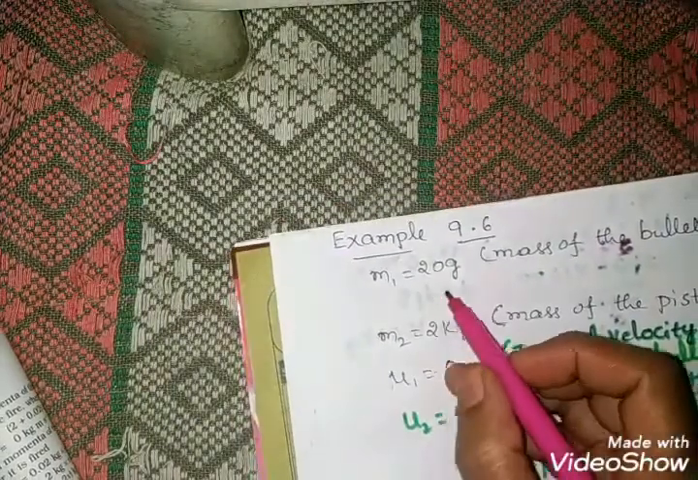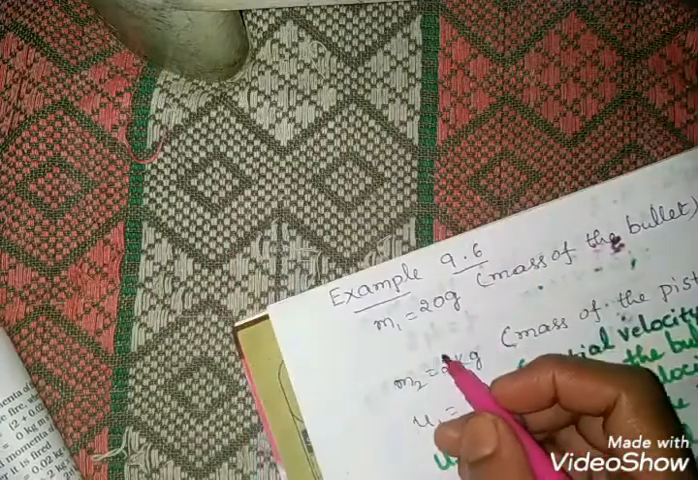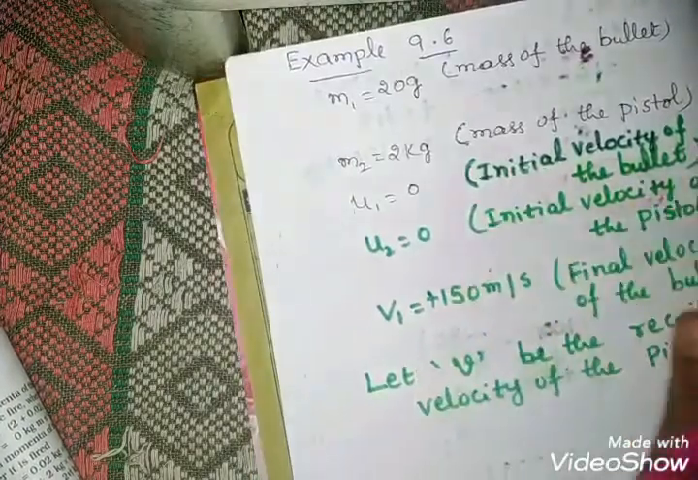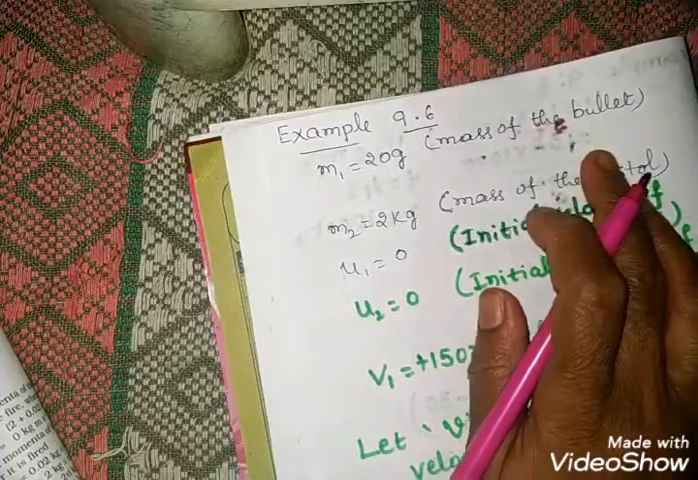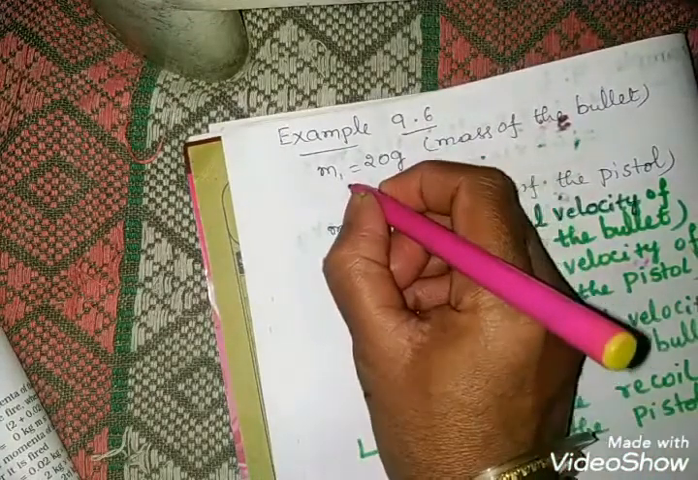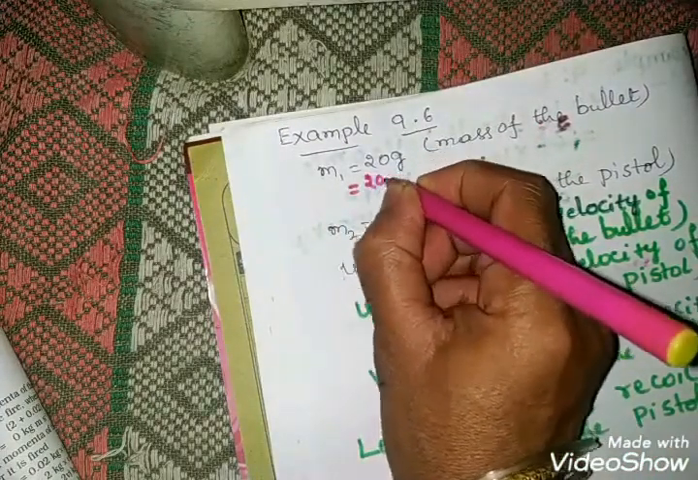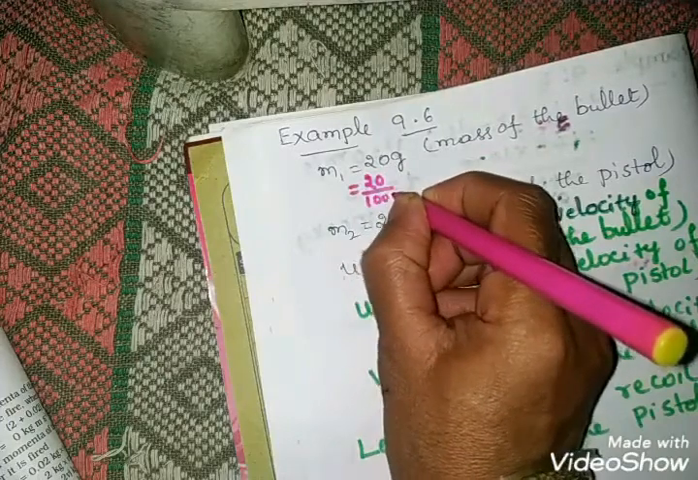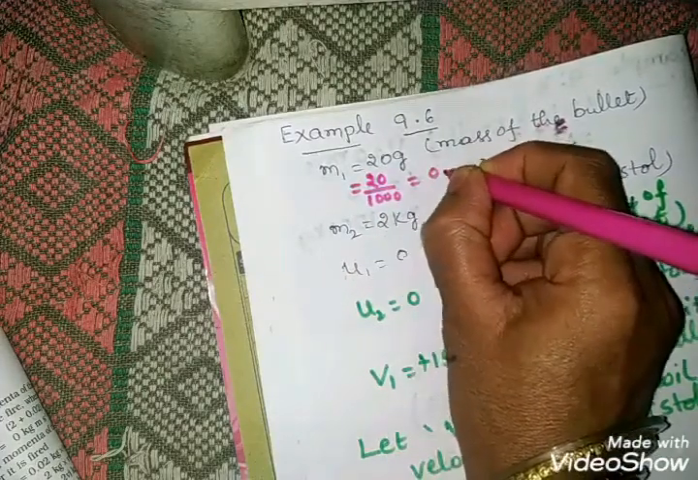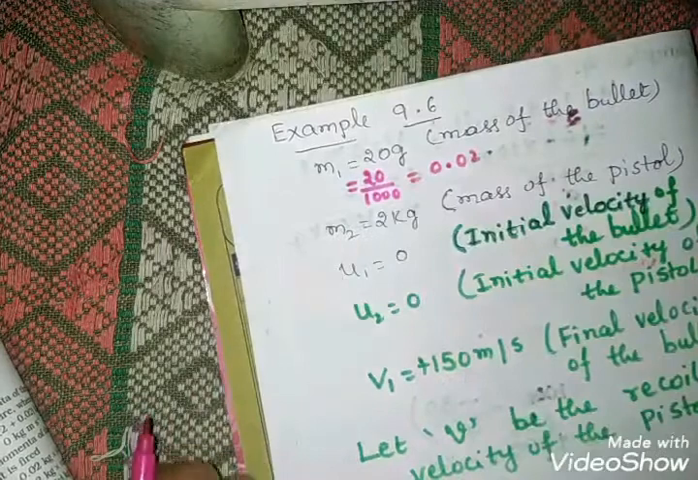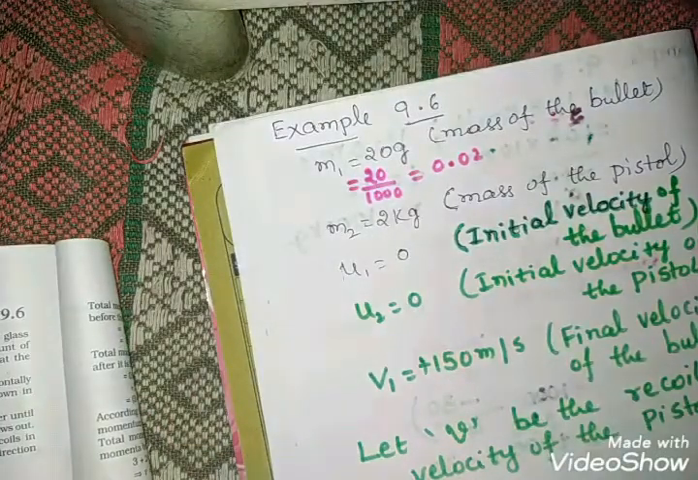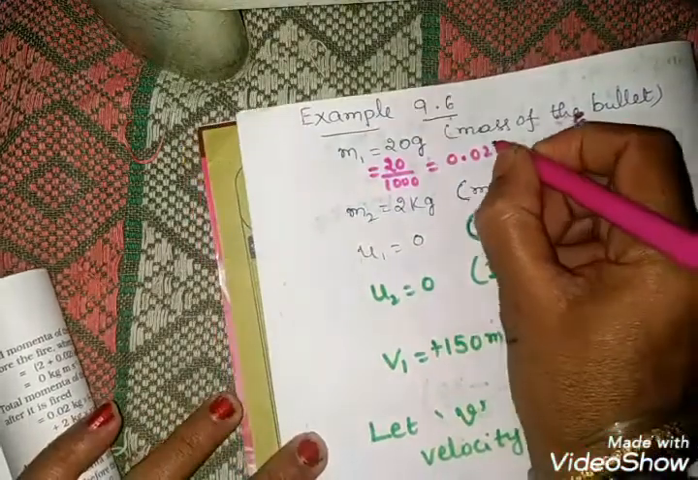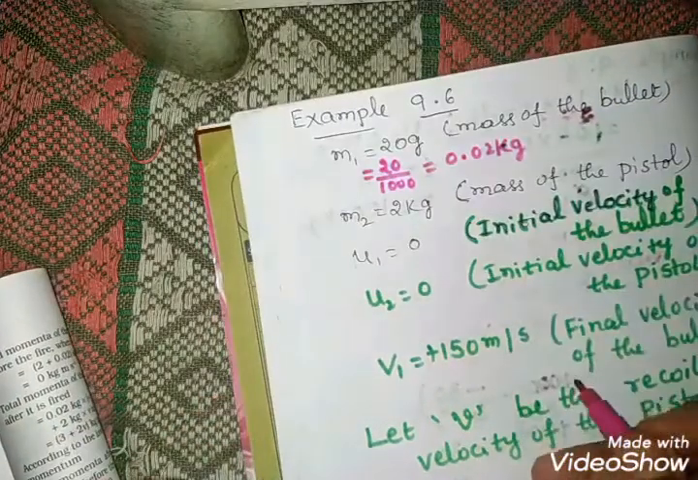Shall we start? Solution. See here, children. M1 is 20 grams, the mass of the bullet. It is in grams, so we have to convert that into kg. So, 20 divided by 1000 becomes 0.02. That is 0.02 kg. It has been converted into kg in that way.